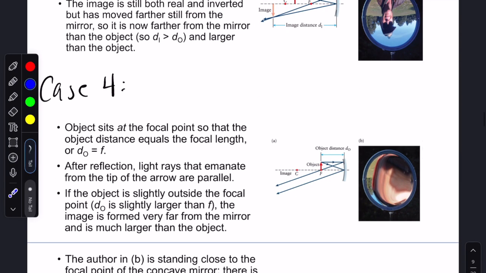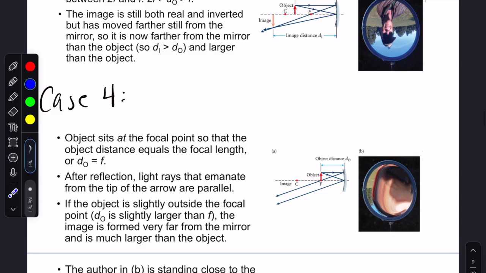Case number 4, let's place the object on the focal point. If we place the object on the focal point, something interesting happens. The light rays no longer converge, okay? Because they end up being perfectly parallel to each other. And so they will never converge, right? Two parallel lines will never cross, right? So they're never going to converge. And therefore, we don't see an image. And that's why we look like a big blurry mess in the mirror.